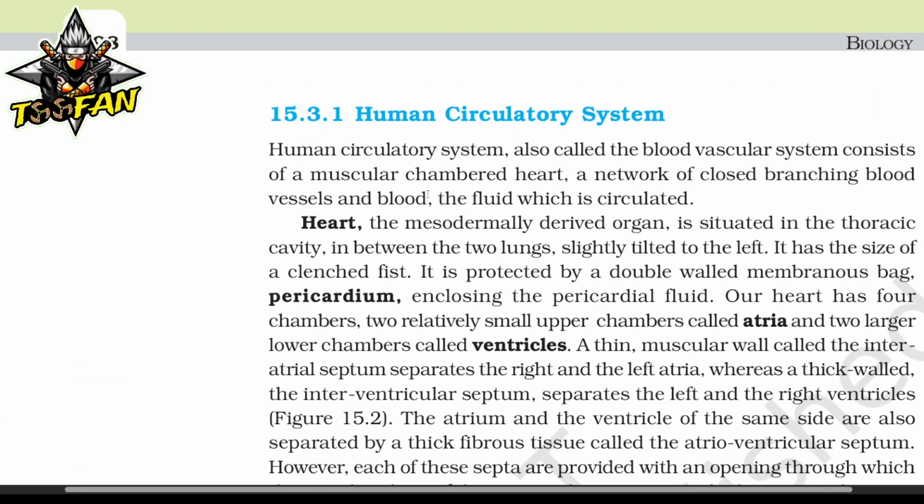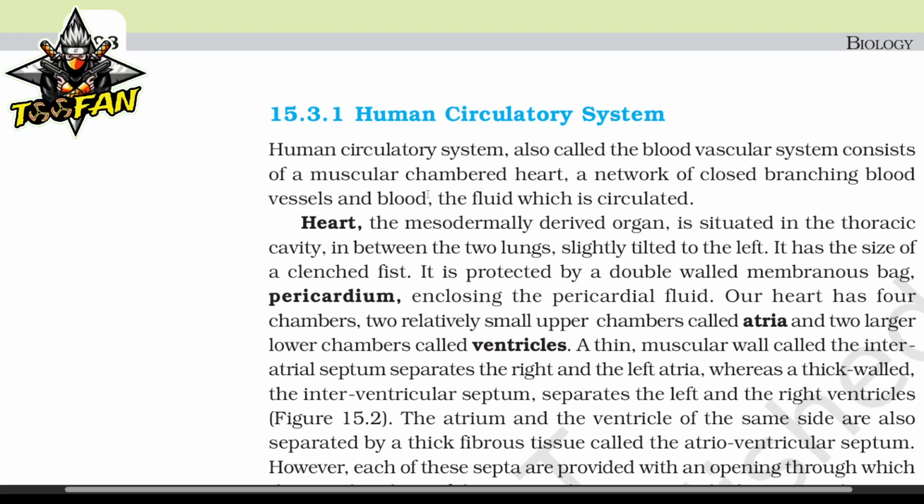Human circulatory system, also called the blood vascular system, consists of a muscular chambered heart, a network of closed branching blood vessels, and blood, the fluid which is circulated. Heart, the mesodermally derived organ, is situated in the thoracic cavity in between the two lungs, slightly tilted to the left. It has the size of a clenched fist. It is protected by a double-walled membranous bag, the pericardium, enclosing the pericardial fluid. Our heart has four chambers, two relatively small upper chambers called atria and two large lower chambers called ventricles.